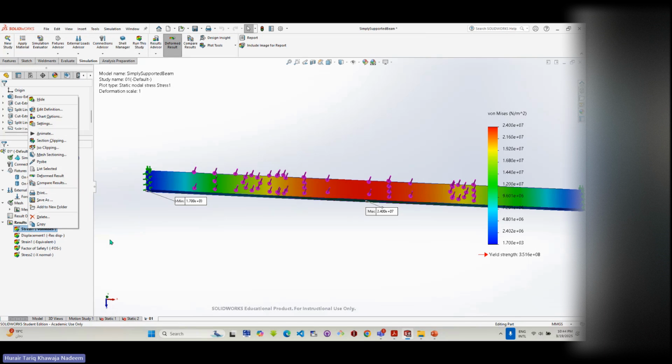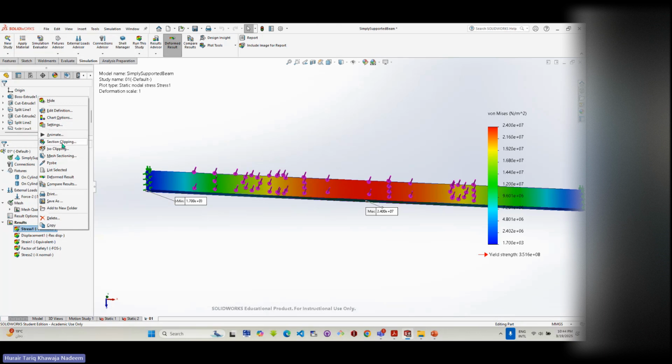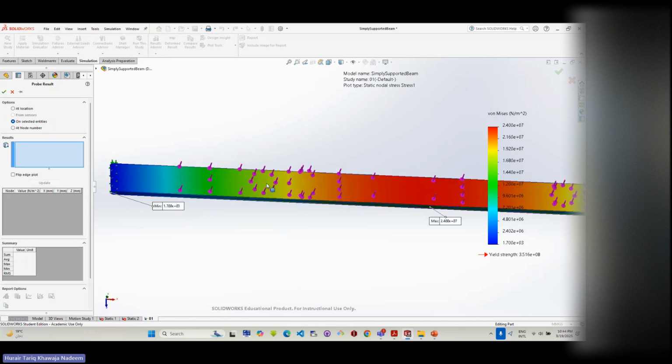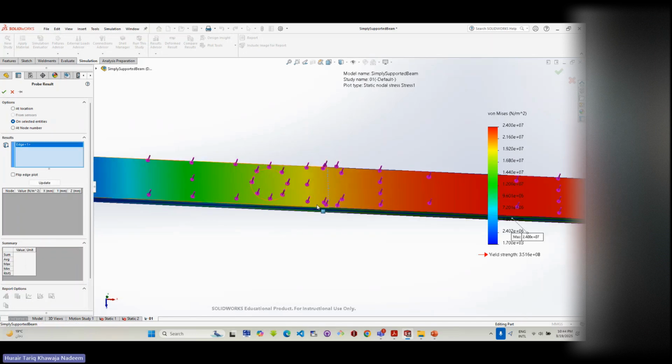Okay. List selected. I want to find out the selected stresses. This result is going to give you the resultant. I want to find out the stresses on this line. So what I'll do, I will click on this and I will come over here to list selected. When you come to list selected, you are going to enter this line. And when you enter this line and update, it's going to give you the values of the stress all the way along this line.